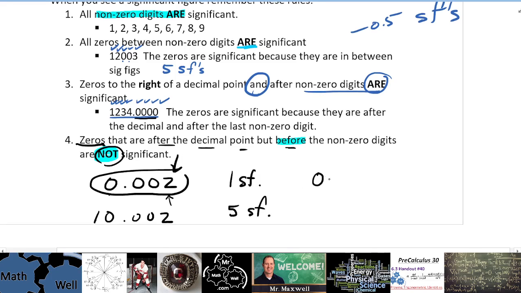So think about this one then, if you're still having trouble. Watch this. Which one of those measurements do you think is more precise?